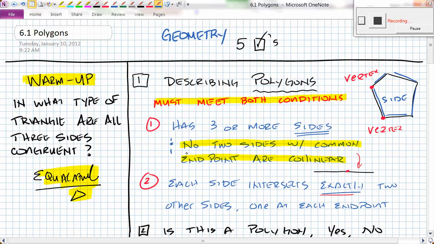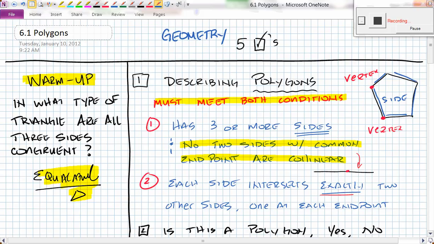And then the second part: no 2 sides with a common endpoint are collinear. I wonder why they said that. Well, the reason is so that you don't have a straight line with a point on that line. So the most important thing is it has to have 3 or more sides, and those sides cannot be collinear. That's the first thing.